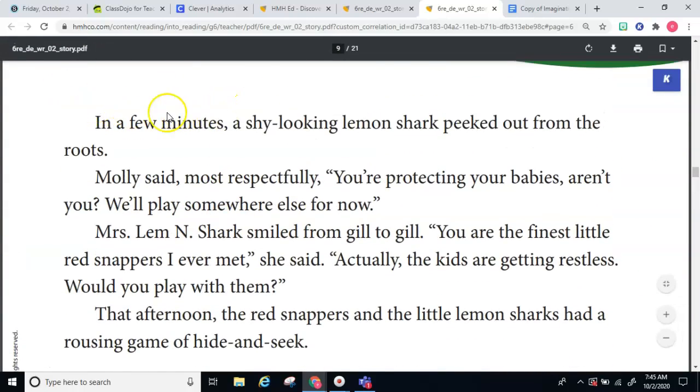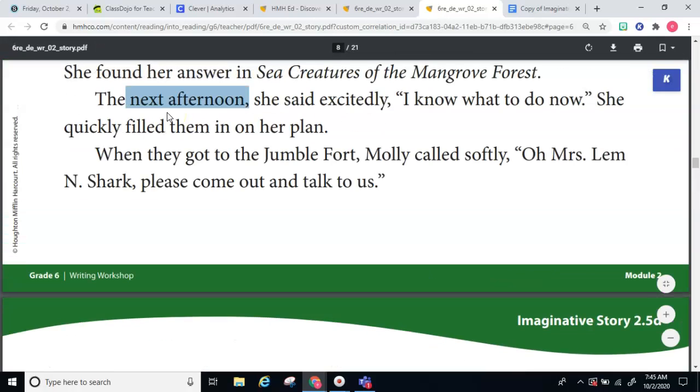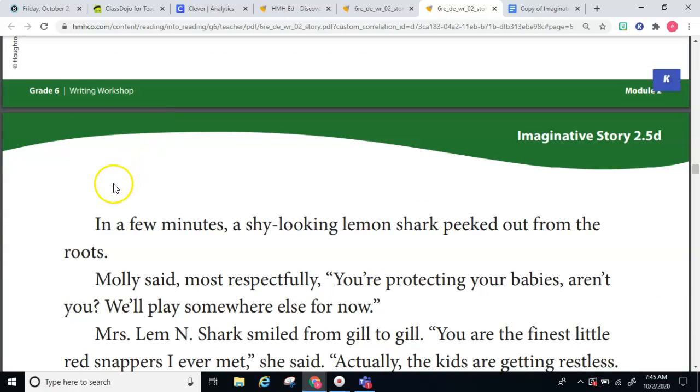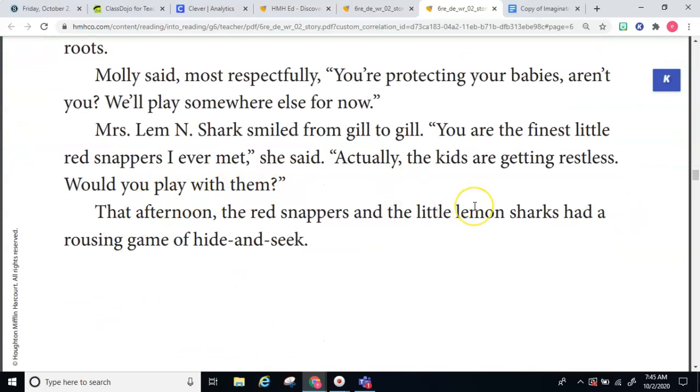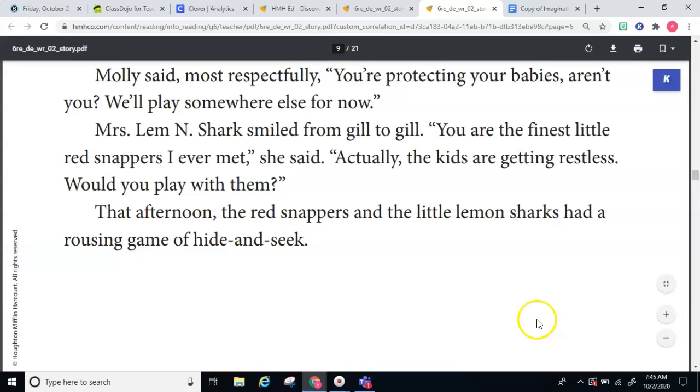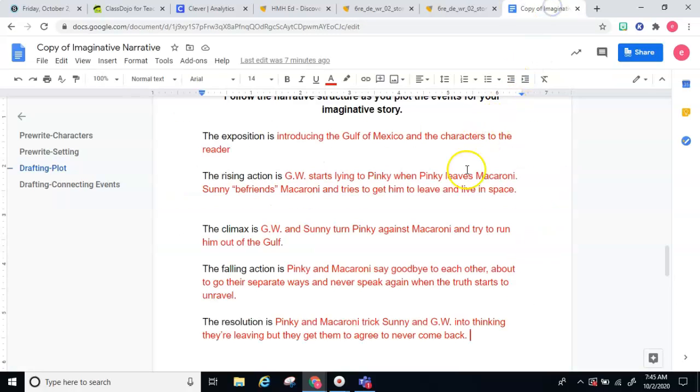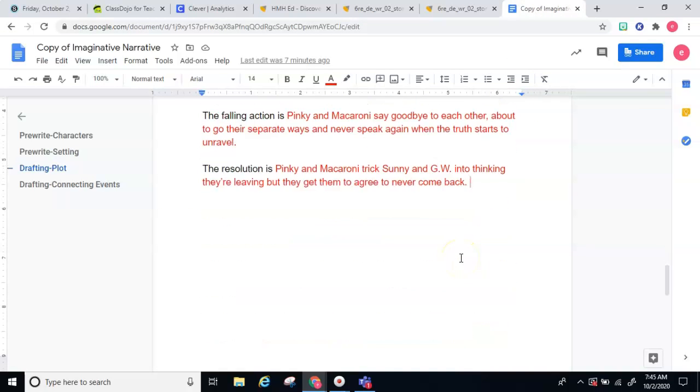So then finally, Molly knew what to do. And she solved the problem, right? The problem was solved at the end of the story. That is your resolution.